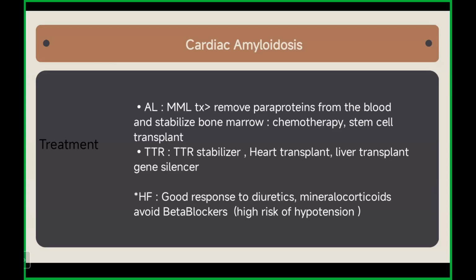So, a patient who comes with heart failure, you give them beta blocker and they do not respond well, is a high sign that the patient might have amyloidosis. So yes, just pay attention to that. You will never know.